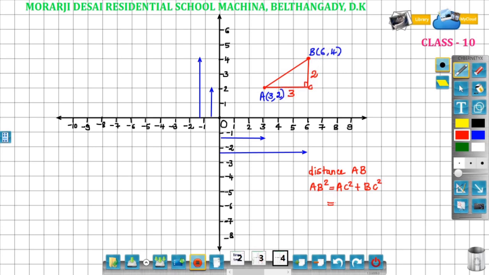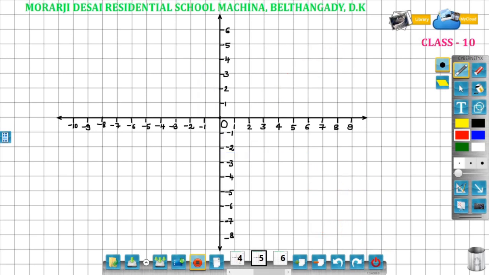Now substitute in the Pythagoras formula, that is AB square is equal to AC square plus BC square, that is 3 square plus 2 square is equal to 9 plus 4 is equal to 13. Therefore, AB square is equal to 13. AB is equal to square root of 13 units. In this way, we find the distance between the points which do not lie on the axis.